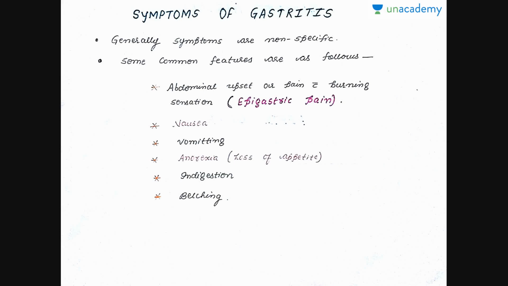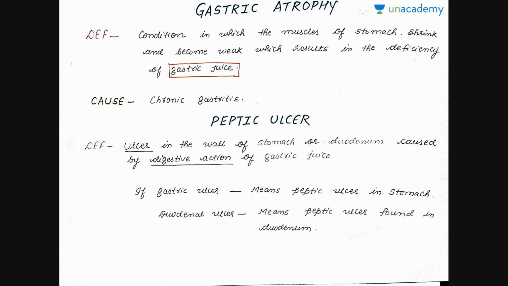Now moving forward, another pathological condition of the digestive system is gastric atrophy. Gastric atrophy can be defined as the condition in which the muscles of the stomach shrink and become very weak. Due to this, what happens? This results in the deficiency of gastric juice, and its cause can be chronic gastritis, as we have discussed earlier. The next condition is peptic ulcer.